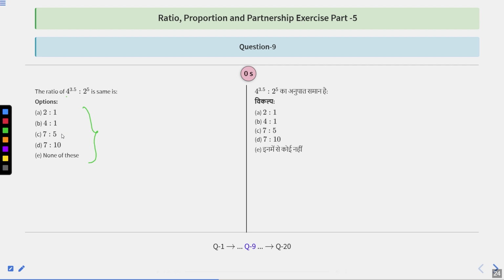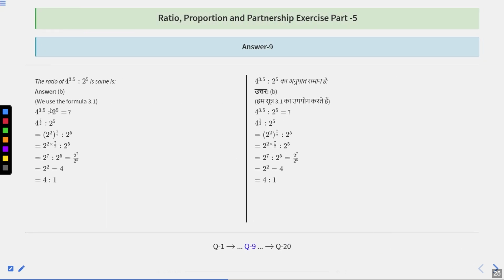Now time's up. Let's see the solution. Again in this question we use formula 3.1. The question says 4 to the power 3.5 ratio 2 to the power 5. So we can write 3.5 as 7/2. Clear? So 4 to the power 7/2 ratio 2 to the power 5. Again, we can say that 2 to the power 2 multiplied by 7/2 ratio 2 to the power 5. Now both sides have the same base.